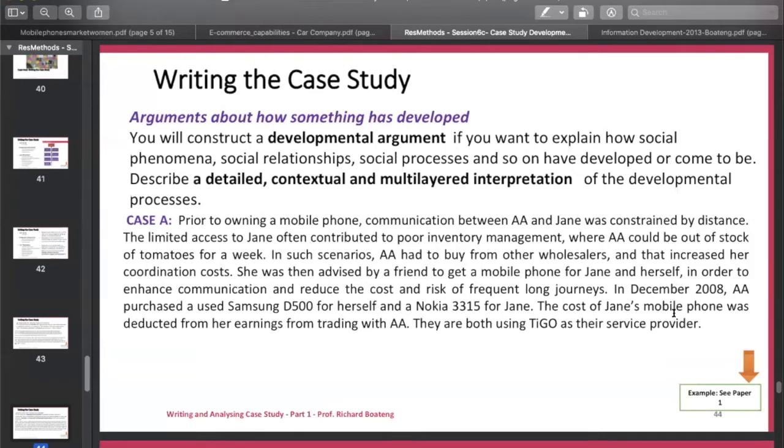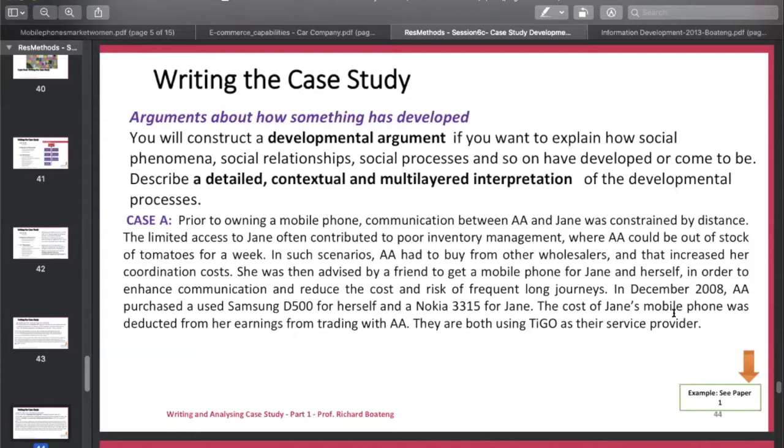Okay. Prior to the mobile phone, communication between AA and Jane was constrained by distance. The limited access to Jane often contributed to poor inventory management. So this one is all telling us that what you have here is about how AA's business began.